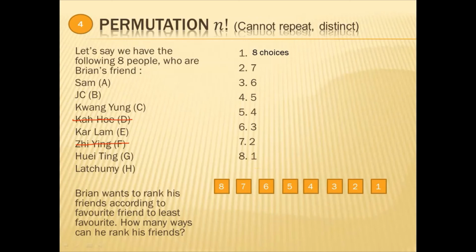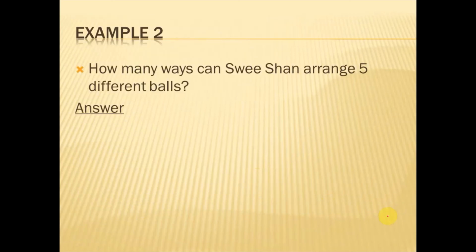And then the way to calculate it is, ways to rank friends is 8 times 7 times 6, for the first place, second, third, fourth, until the 8th place. 8 times 7, 6, 5, 4, 3, 2, 1, which is just 8 factorial, or 40320 ways he can rank his friends.